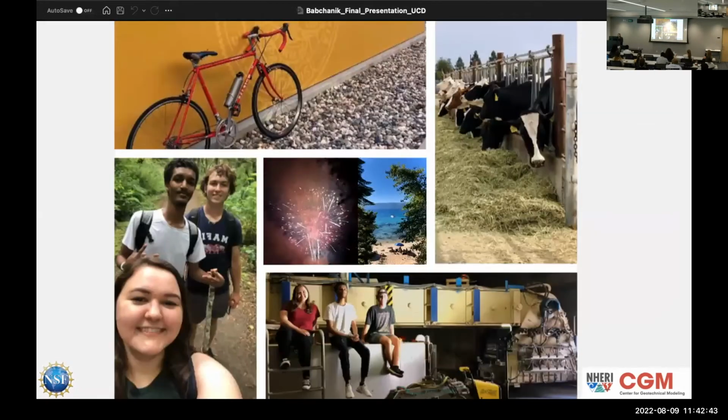So my experience at Davis was pretty chill. Davis is a really small town, so you could probably get around in like a day on a bike. But this slide would not be an experience at Davis without a bike or a cow in the picture. So there's that. And then those fireworks are just the ones we saw at Davis during the 4th of July.